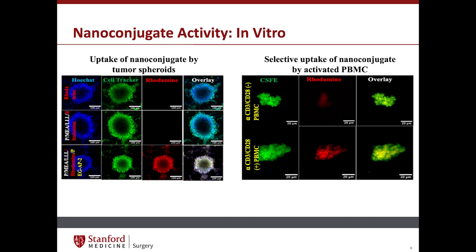Further, because these are checkpoint inhibitory small peptides, we check whether they are activating the T cells and whether they are interacting with the T cells or not. Here we determine the binding affinity on the T cells. The green is the CFSE labeled T cells, the red is our nanoparticles, and the third image is the merge. In the case of activated T cells, this BBB targeted nanoconjugate is binding with the immune cells.